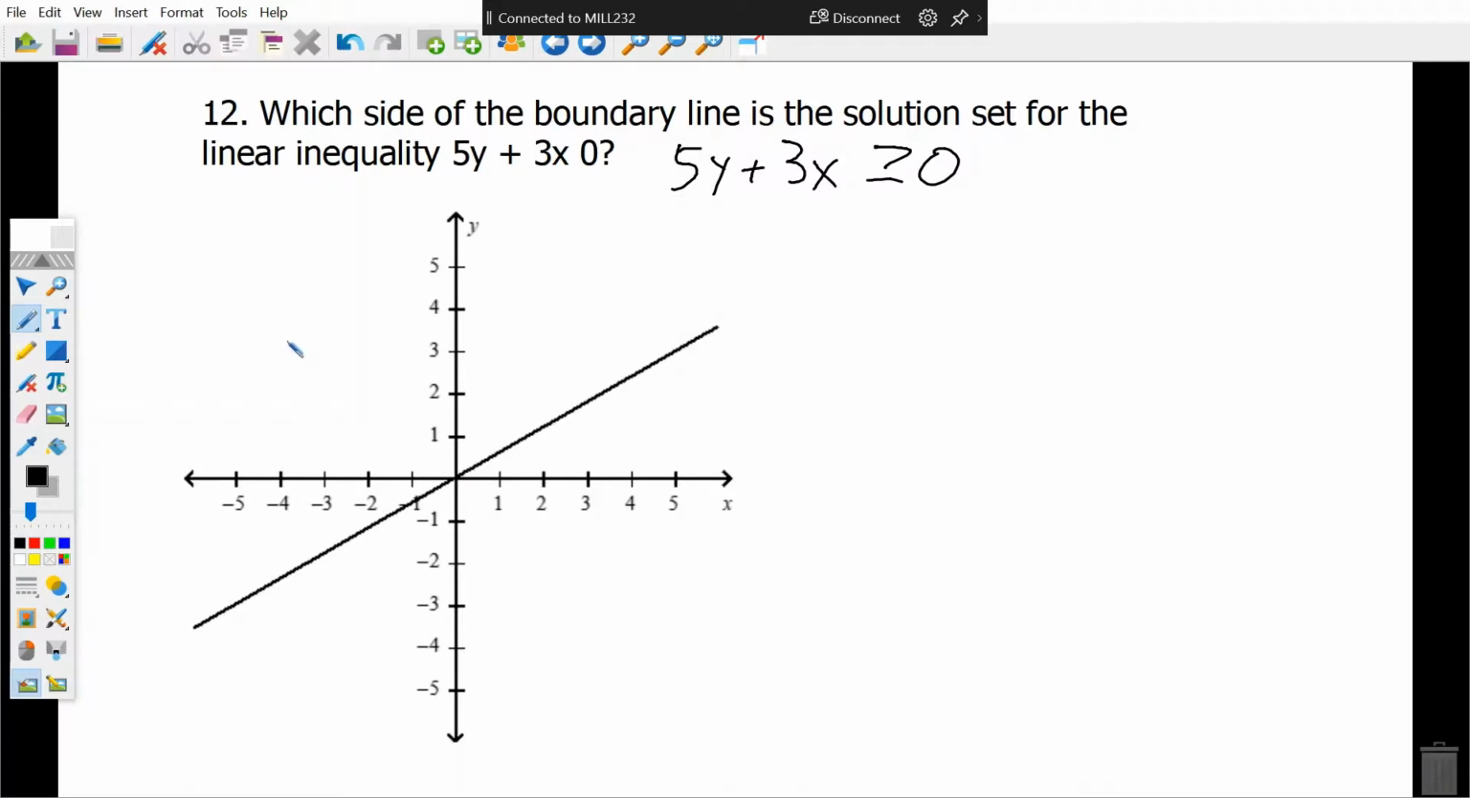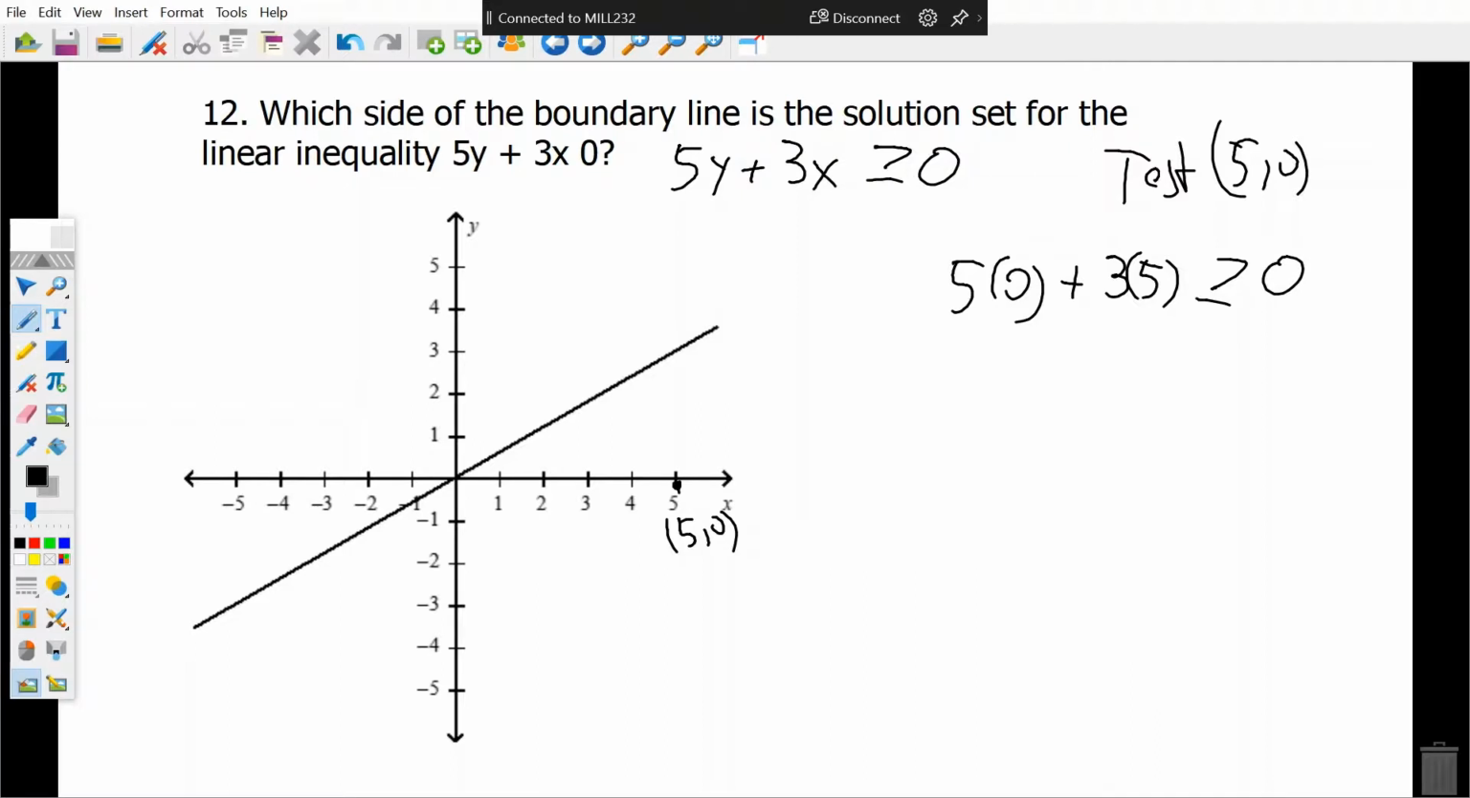Should we shade above the line or should we shade below the line? So we do that by doing a test. I can't pick 0 and 0 this time because it's on the graph. So I pick a different one. Why don't I pick x is 5 and y is 0. I'm going to do my test right here. 5 and 0. So I put a 0 in for y and a 5 in for x.